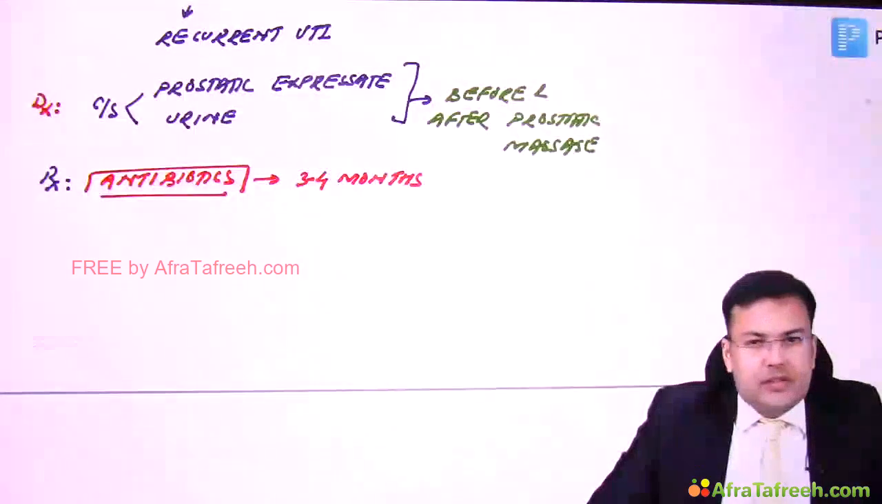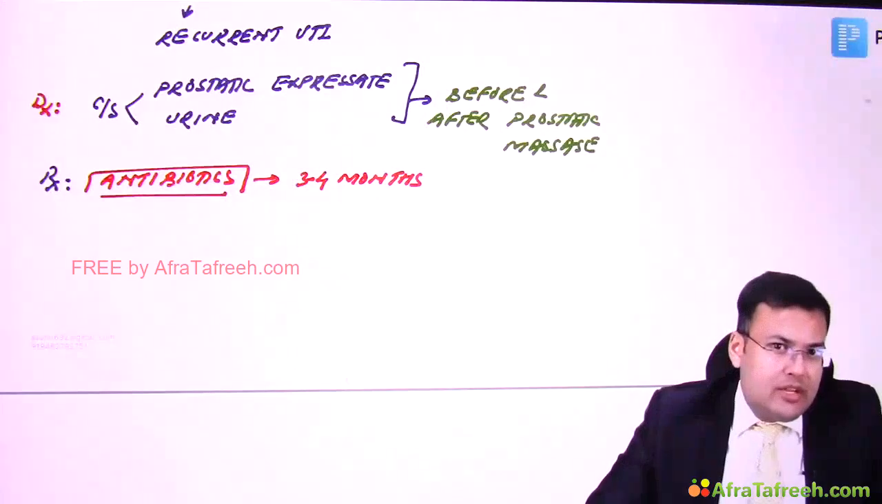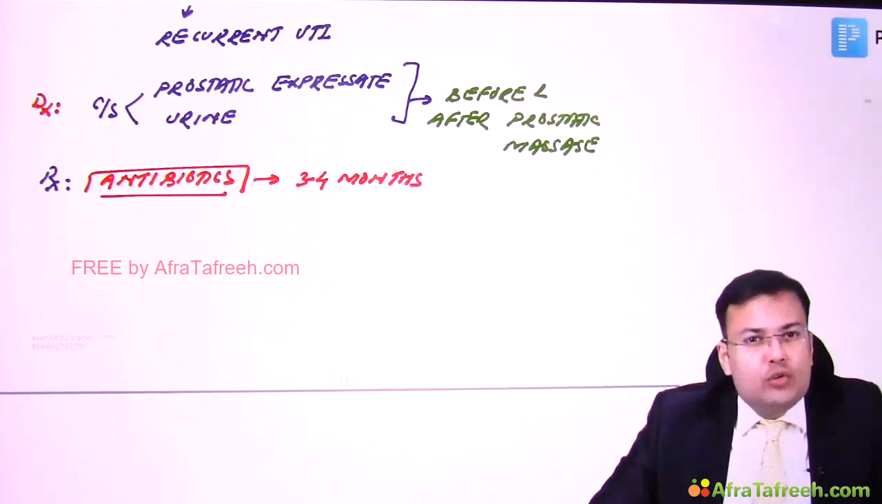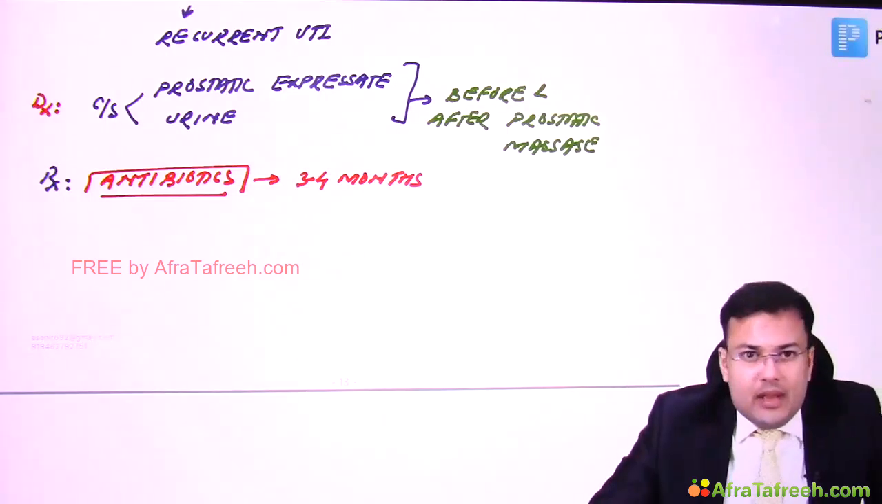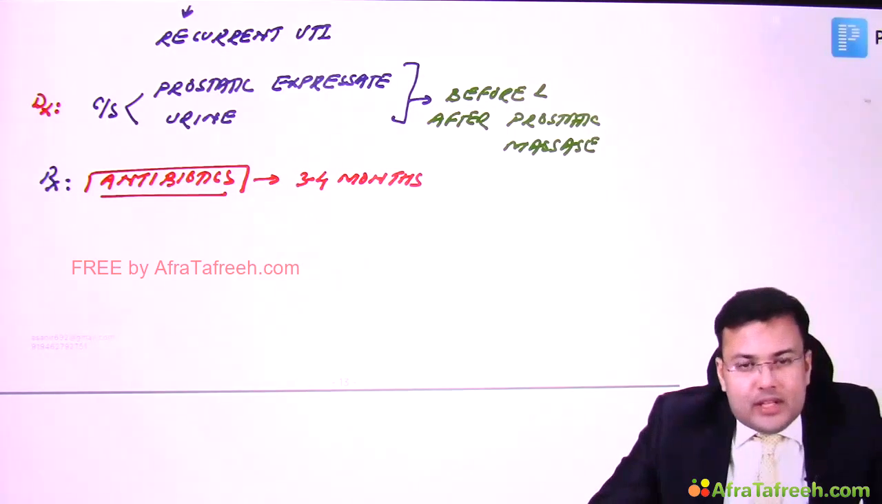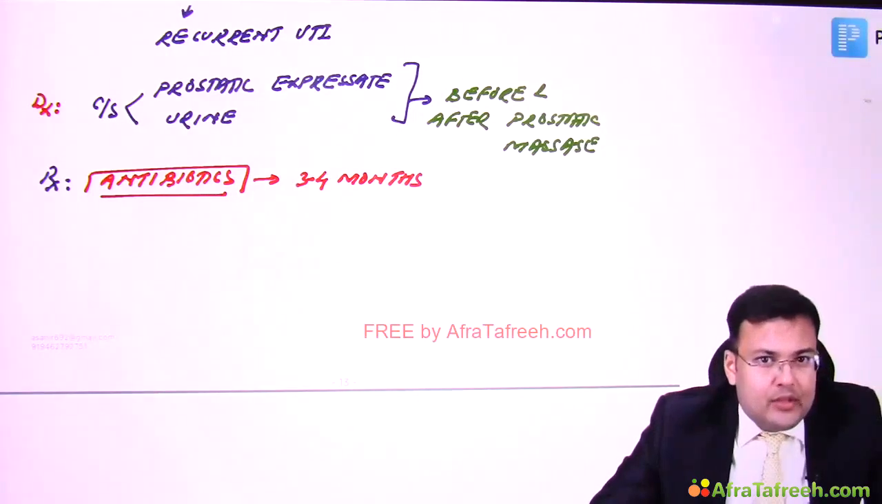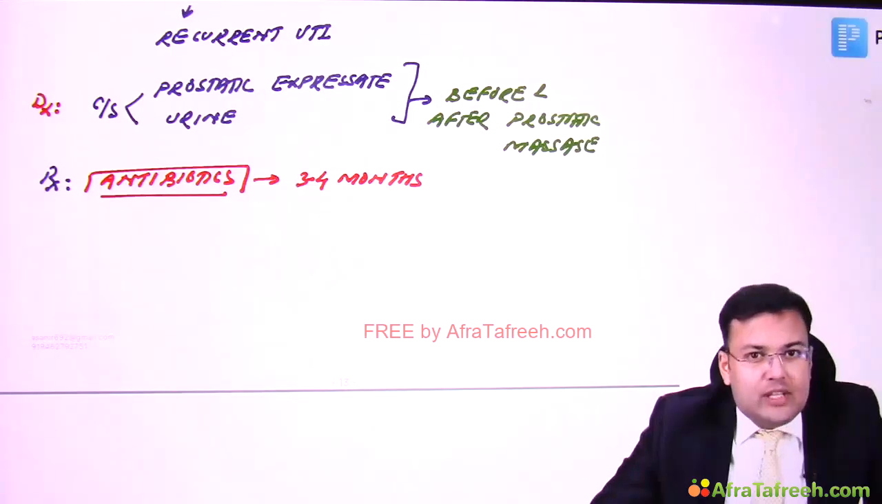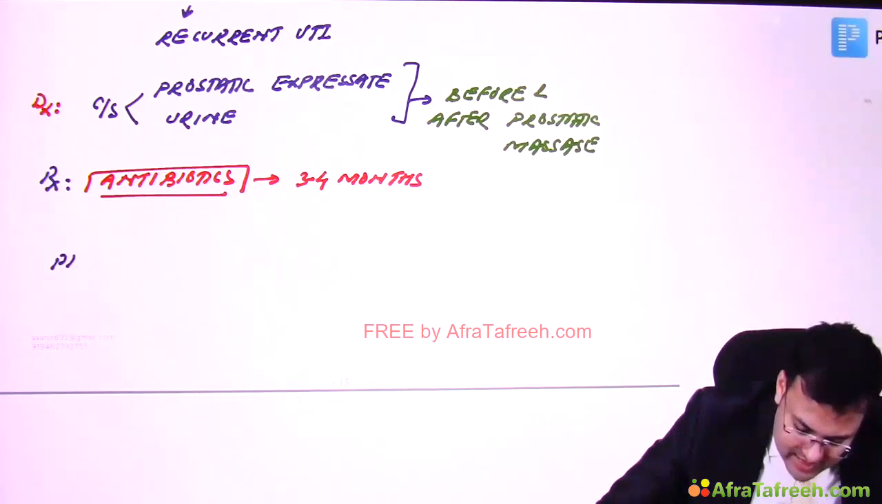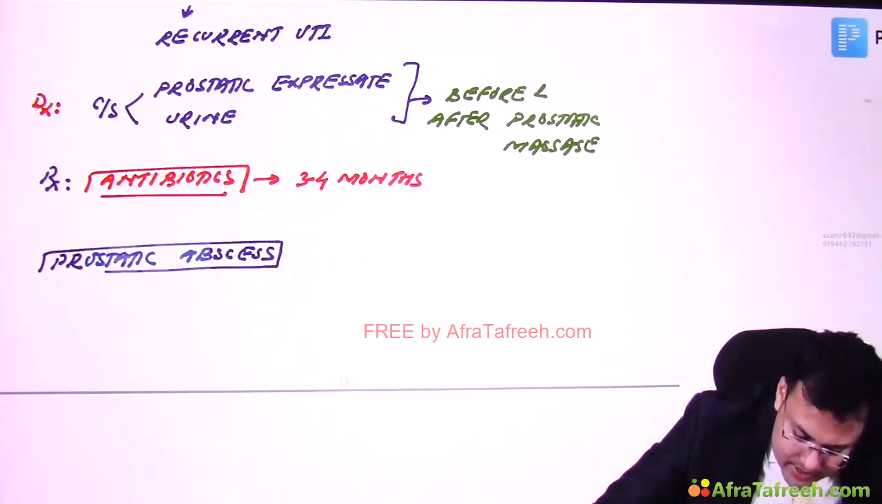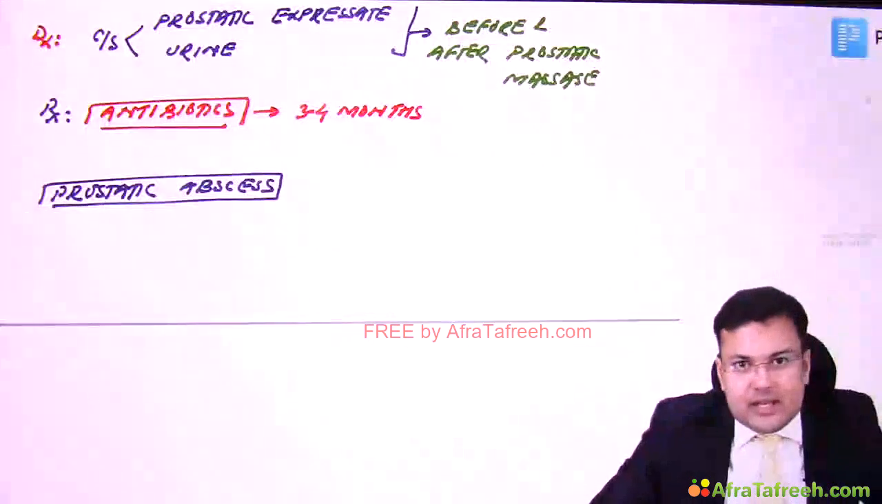Now certain patients of acute bacterial prostatitis may not come to you or may not continue the treatment for an adequate period of time. In those patients, what's the problem? There is formation of abscess. So there is pus collection and this is known as prostatic abscess, which is a complication of acute bacterial prostatitis.